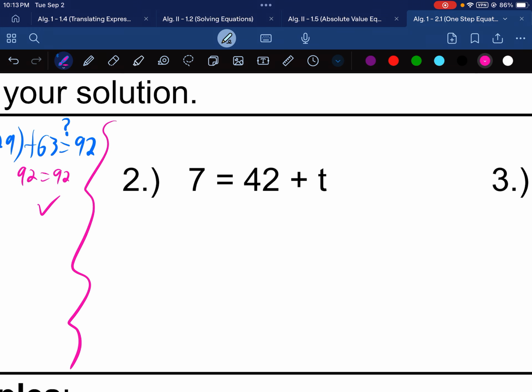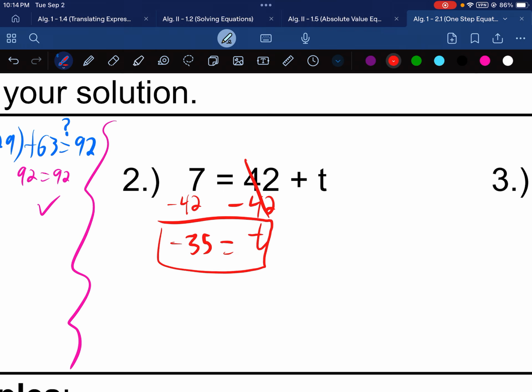So on number 2 here, 7 equals 42 plus t. So 42 is adding with t, and so to get rid of a positive 42, we subtract 42. And the 42 minus itself is 0. So I could either put 0 plus t, or I can just put t. Notice I am putting a tail on my t there to differentiate it from a plus sign. But if I subtract 42 from one side, I have to subtract it from the other, and I get negative 35 equals my variable t.